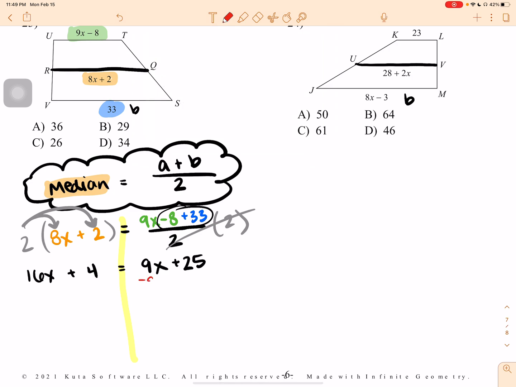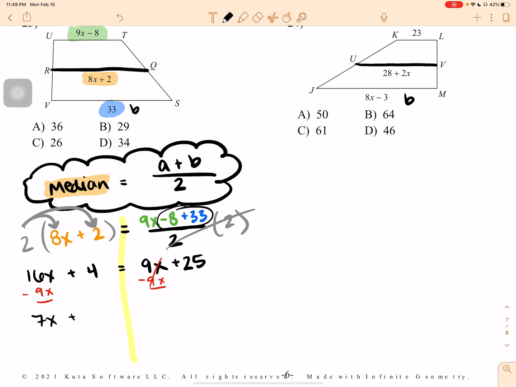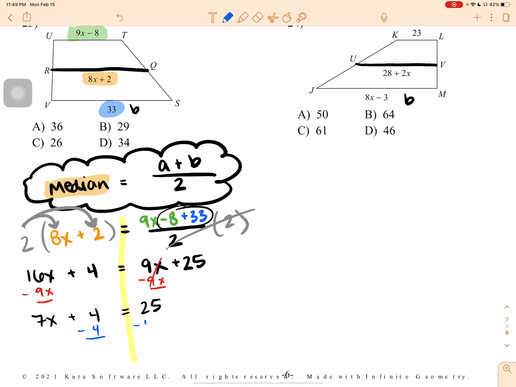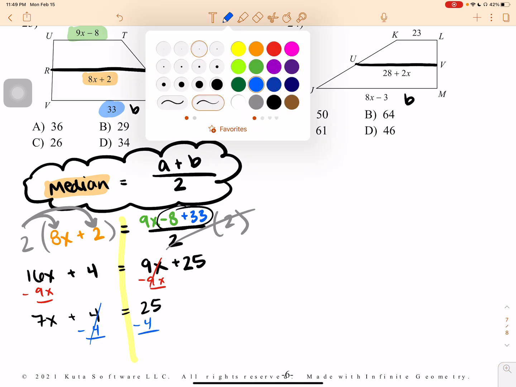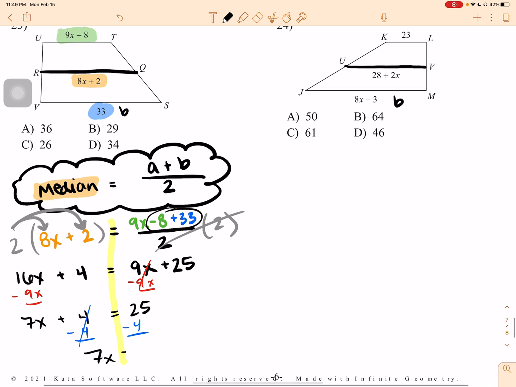Now we have to solve for x. So first I'm going to subtract 9x from both sides. We have 7x plus 4 equals 25. Now we need to subtract 4 from each side. 7x equals 21. Divide both sides by 7. We get x equals 3.